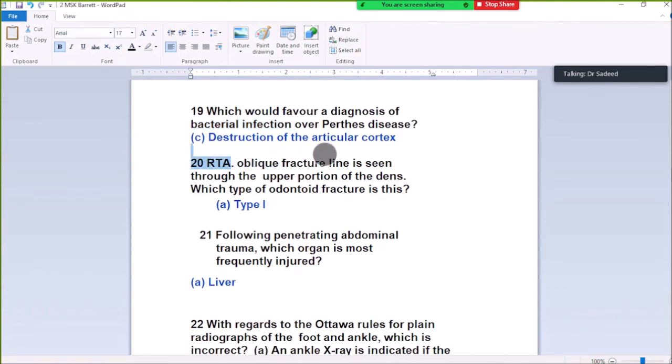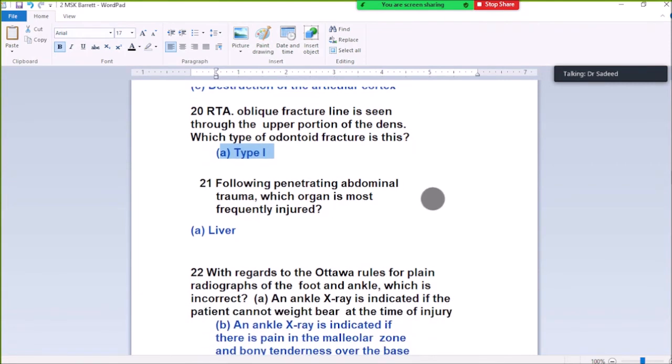20. An X-ray shows an oblique fracture line through the upper portion of the dens. Which type of odontoid fracture is this? Type 1. And remember, head, body, base. So, upper portion of the dens involved, fracture, so type 1. Mid of the dens involved, body, type 2. And base involved, type 3.